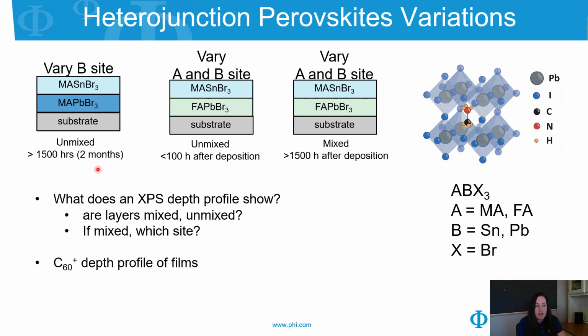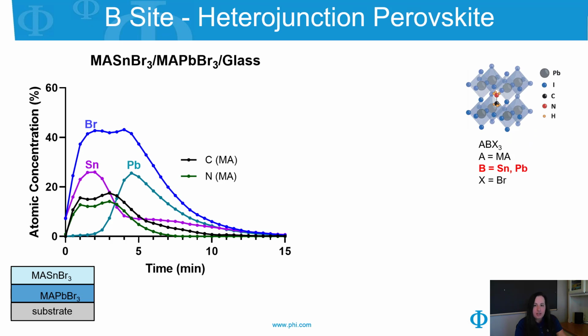Are the layers indeed unmixed, and the layer that is mixed, do we also see that it's mixed? Can we tell which site is the one that's mixed? So the first one, just to simplify things for the remainder of these plots, I do not show, although I did include them in the atomic concentration, the contributions from the substrate, just to keep this plot looking a little cleaner.